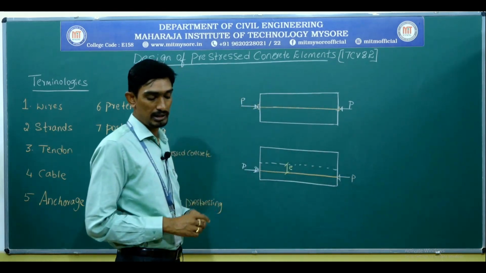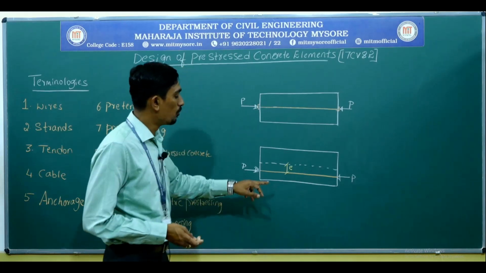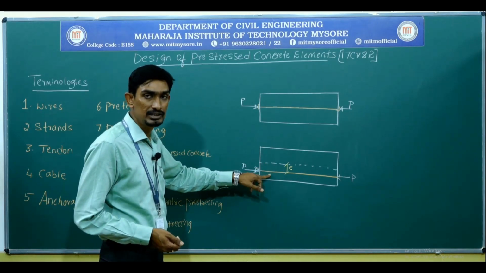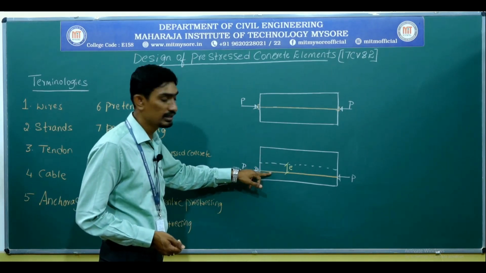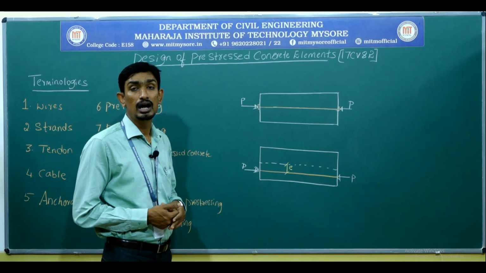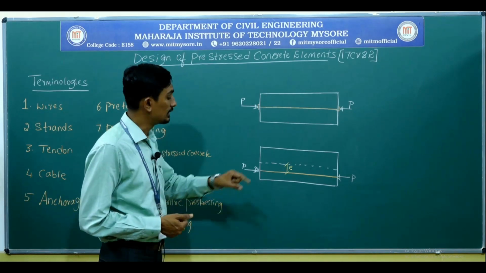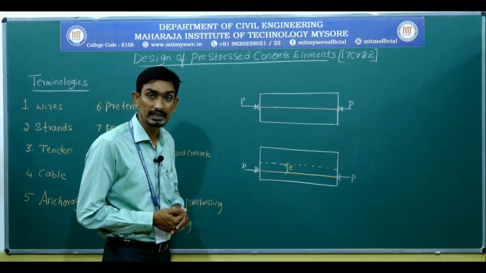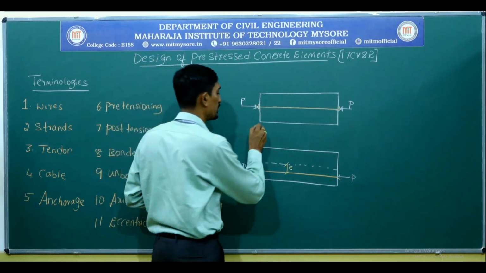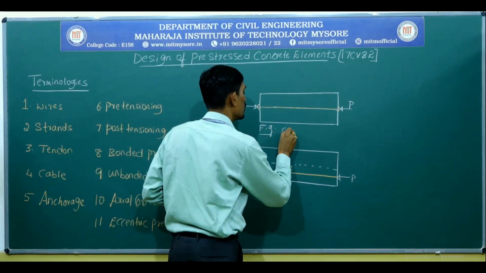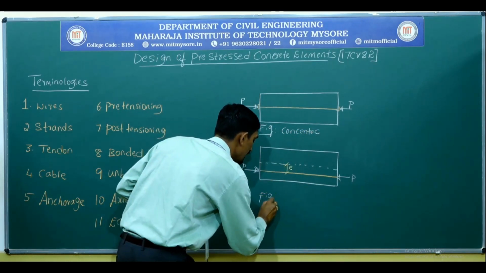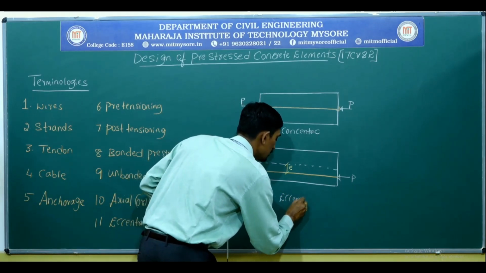So now, what is the meaning of eccentric? Whatever tendon is embedded inside the concrete is embedded in such a way that it is away from the centroidal axis, and that particular distance is called eccentricity. So this is called eccentric pre-stressing and this is called concentric or axial pre-stressing.